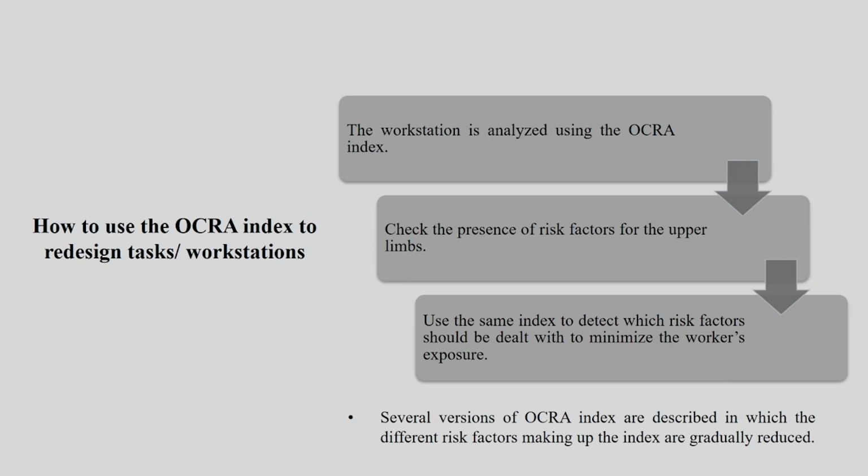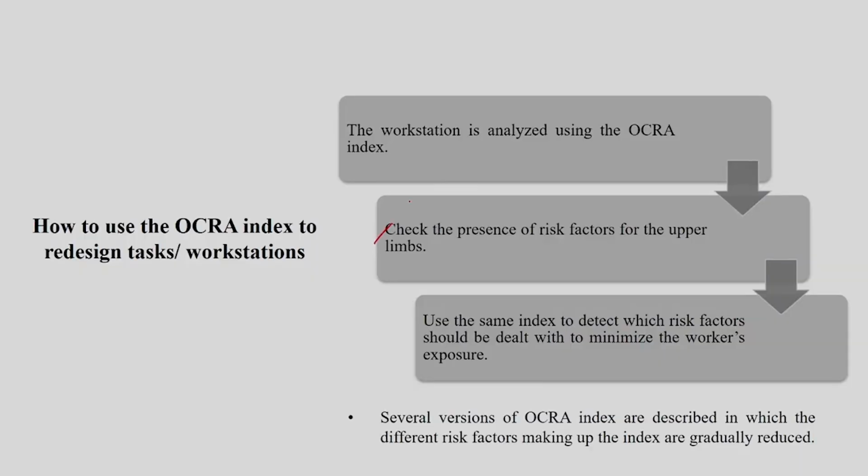So as I mentioned, if it is more than 1, definitely it is risky. If it is equal to or less than 1, then it is acceptable, right? So the workstation is analyzed using the OCRA index. Check the presence of risk factors for the upper limb. So if you see that the OCRA index is higher, then definitely there is a risk.